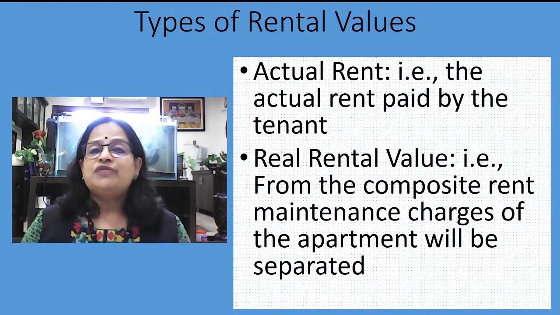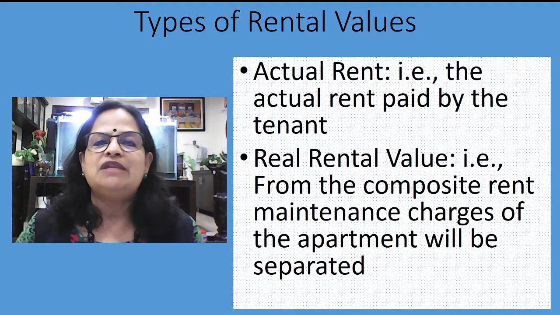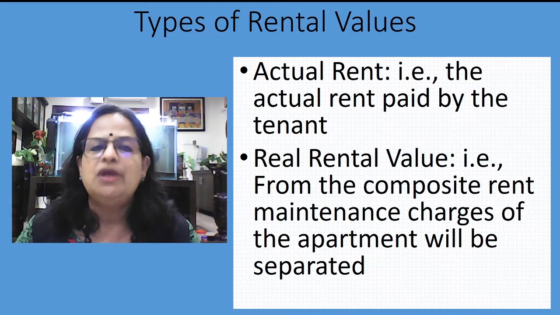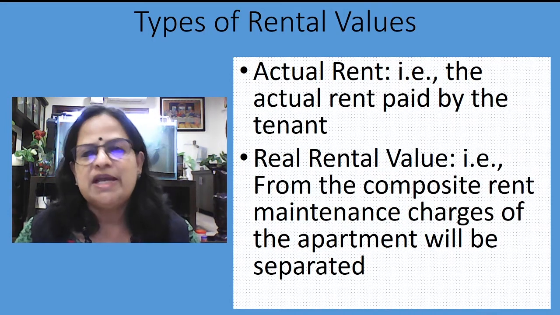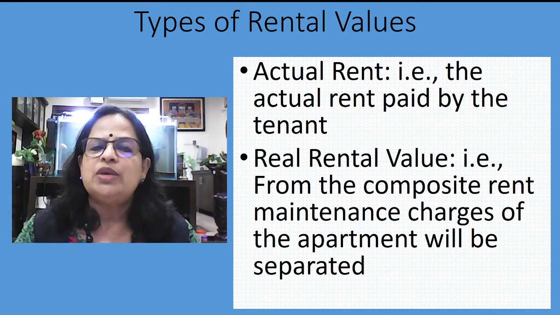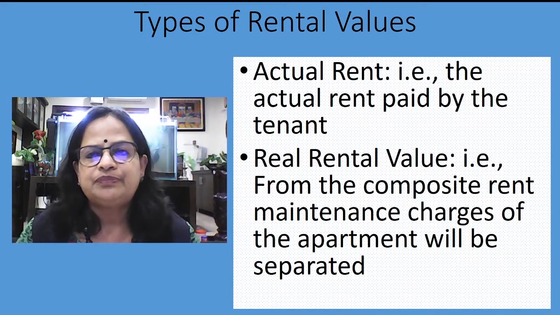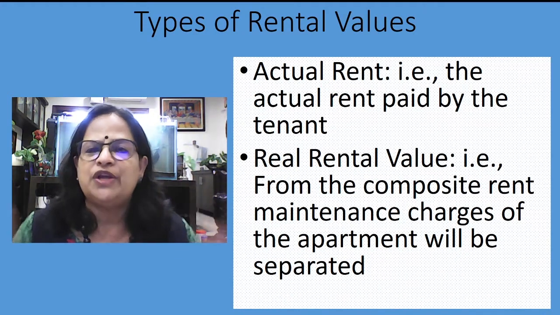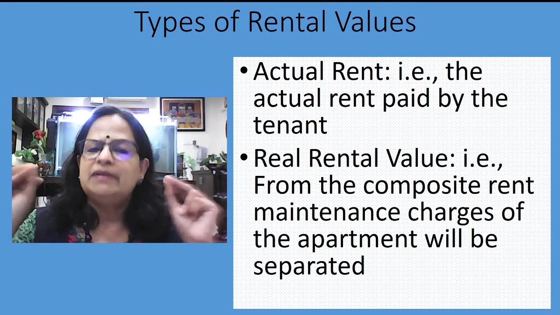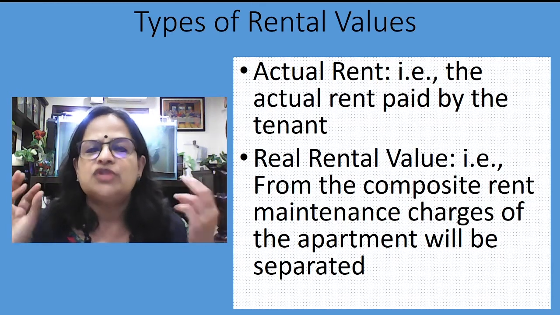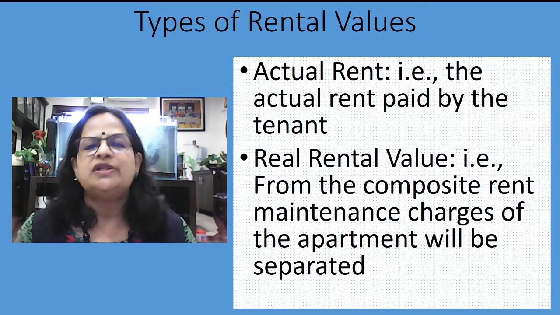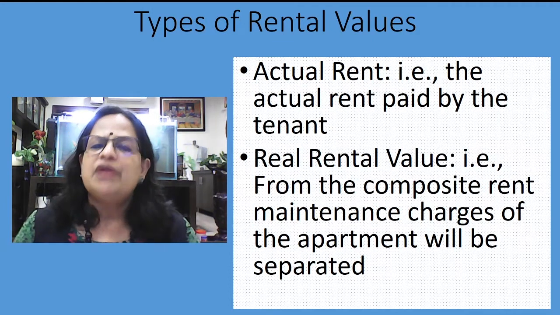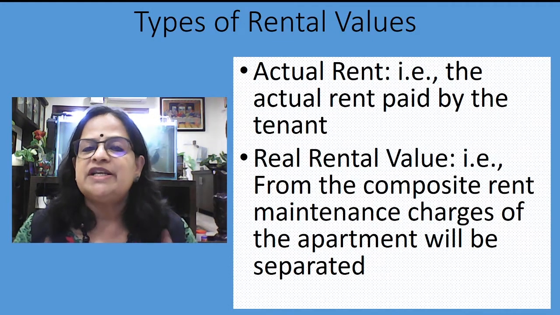Now, different types of rental values you will also see in this module. One is actual rent. What is actual rent? That is the actual rent paid by the tenant. When you are giving a house property on rent, the tenant will be paying either 20,000 or 25,000 or 30,000. That will be there in the problem. Now, real rental value. What is real rental value?